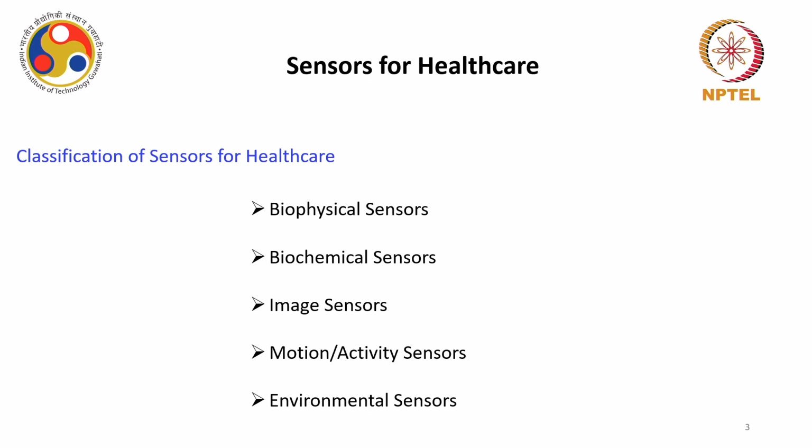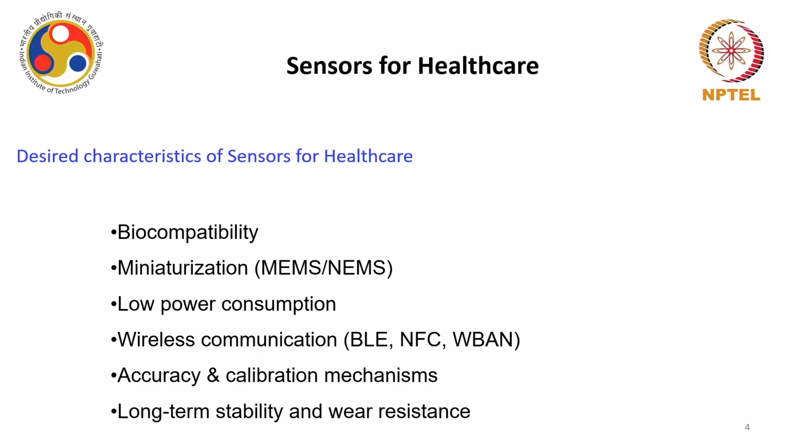We have image sensors for various applications. We will see some examples. Then we have motion trackers as well as activity sensors, and environmental sensors are also equally useful for healthcare applications. All right. So, irrespective of what sensor you are discussing or utilizing, there are certain desired characteristics of sensors for this particular application.